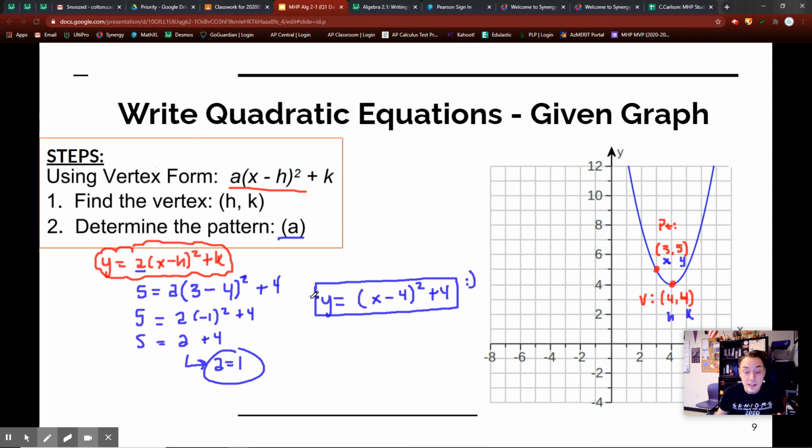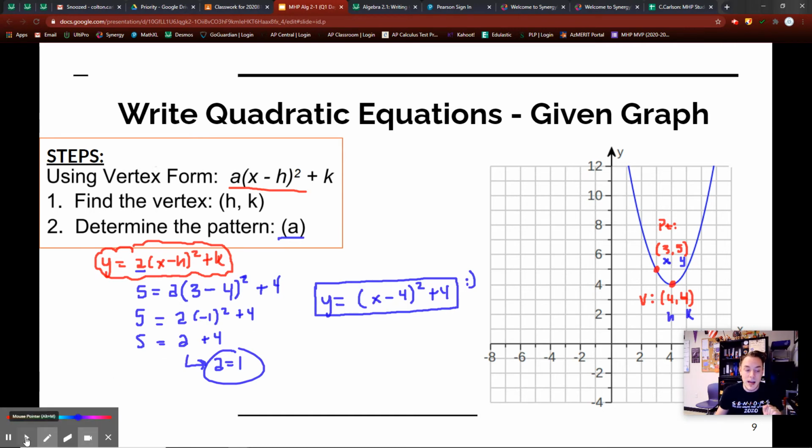And if a was 3, then you would just plug in 3 right here, right in front, and then you would just follow along with your vertex. If a was 5 or -5, then you would just plug 5 or -5 there, follow along with your vertex. Simple as that. Okay? Now, this is all great and well.